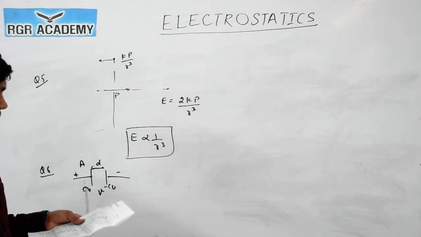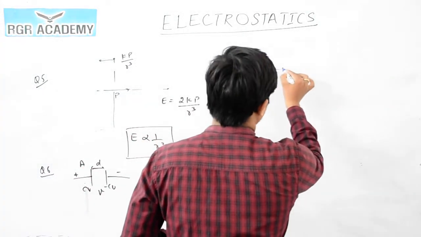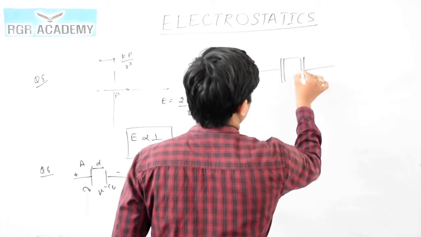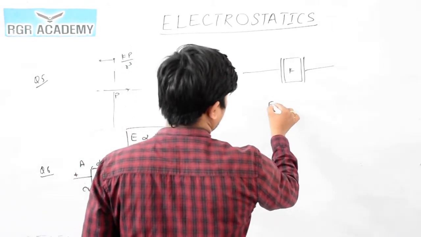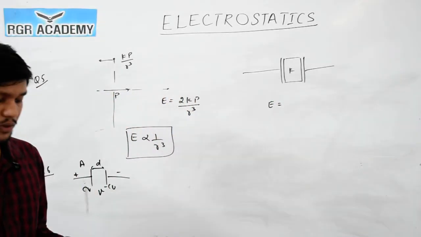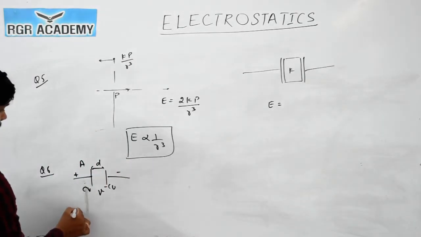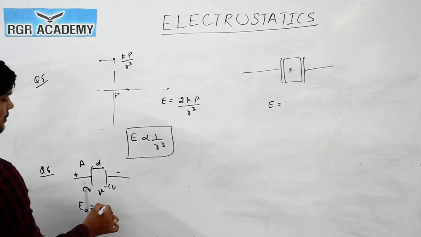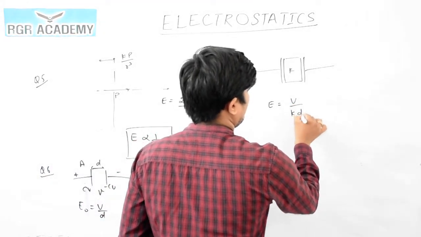E is the electric field after inserting the dielectric. When a dielectric material of dielectric constant K is inserted, we know the electric field will be reduced by K times. Previously the electric field E naught was V by D. So now E will be equal to V by K into D.